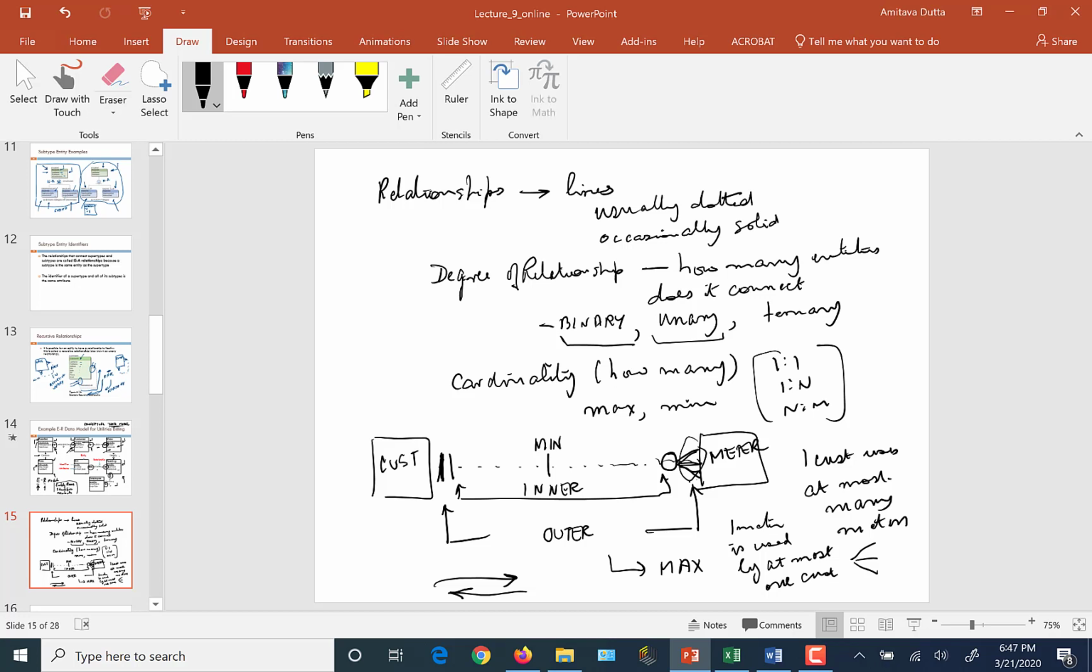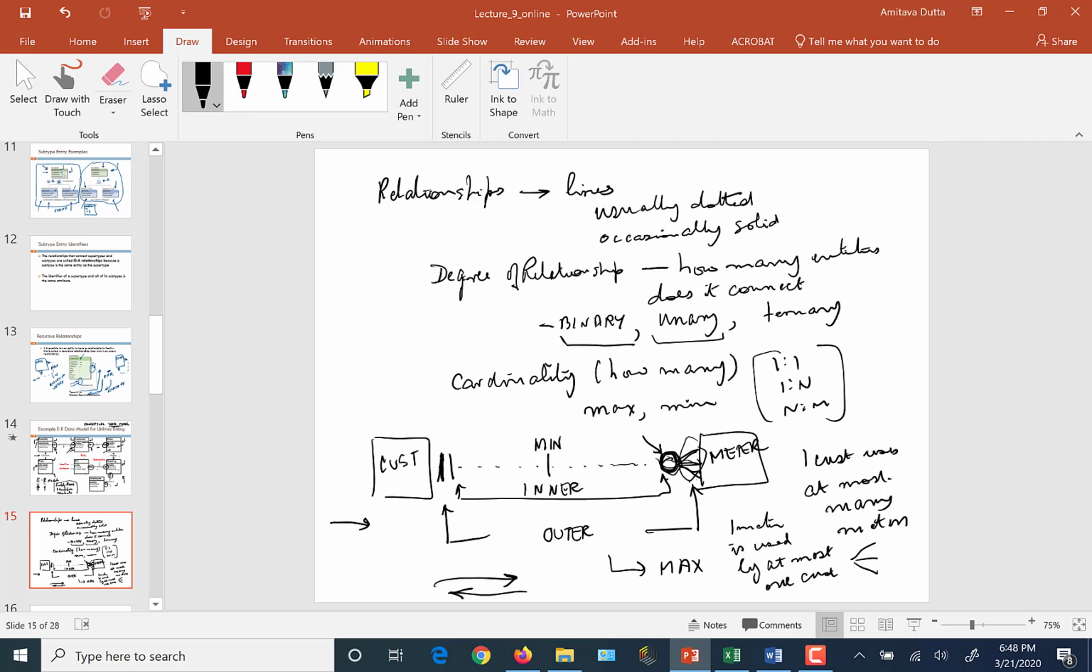Now when I look at the inner pair of symbols, that is the at least, the minimum cardinalities. So when I go from left to right, from customer to meter, I will say one customer uses at least 0 meters. So it's possible that a customer has its own source, is using firewood and doesn't use electricity, maybe living off the grid. So it's possible that a customer does not have a meter. It's not using any meter utilities. So one customer uses at least, that's the minimum we're talking about, at least 0 meters, because this is the inner symbol. This O is a 0.